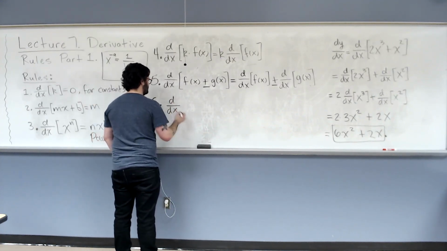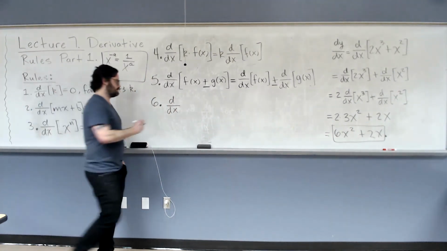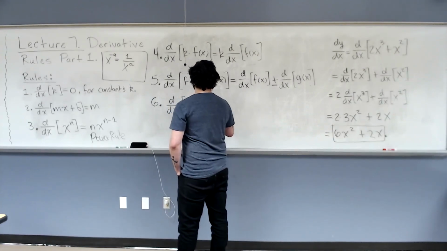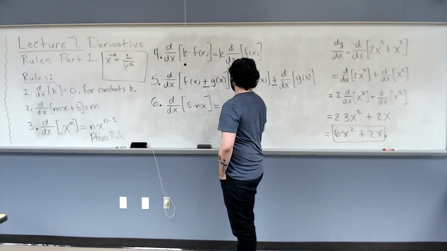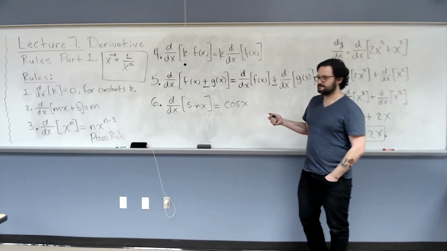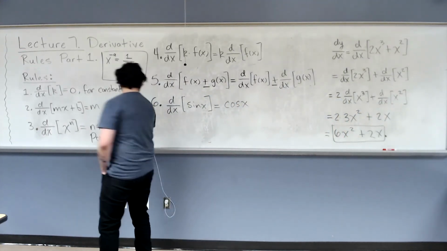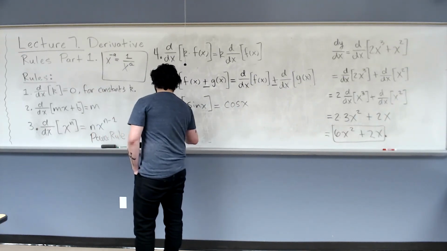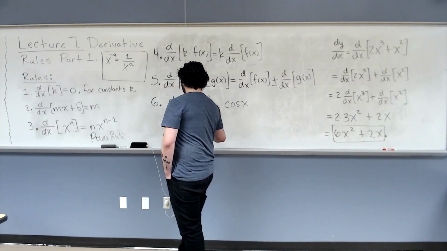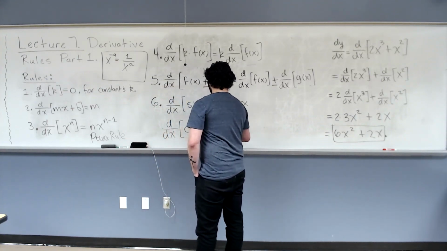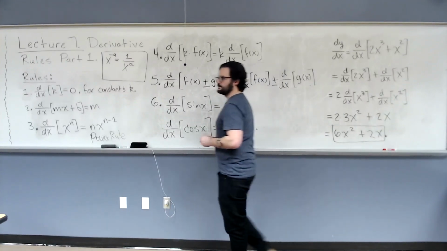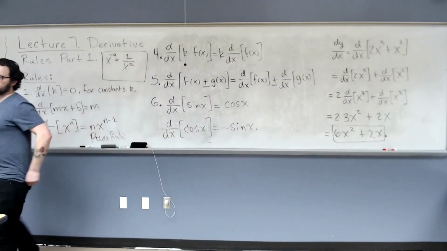So, derivatives of the two most basic trig functions. The derivative of sine x is cosine x. That should look very surprising. And then the derivative of cosine x is negative sine x. So those are the derivatives of the basic trig functions.